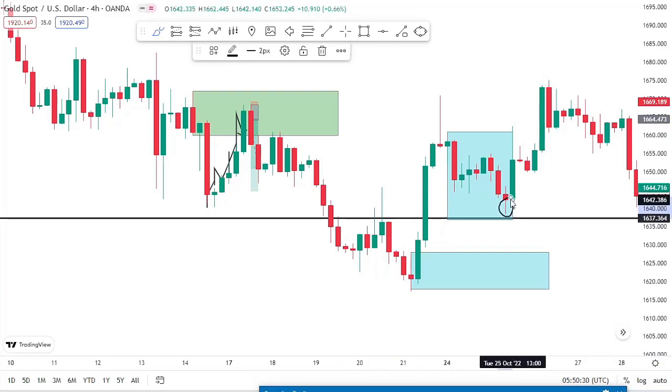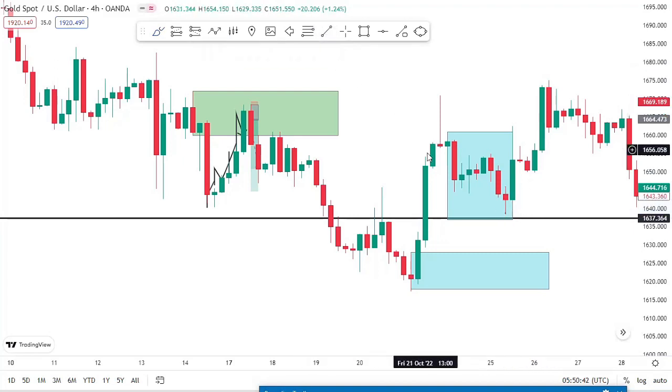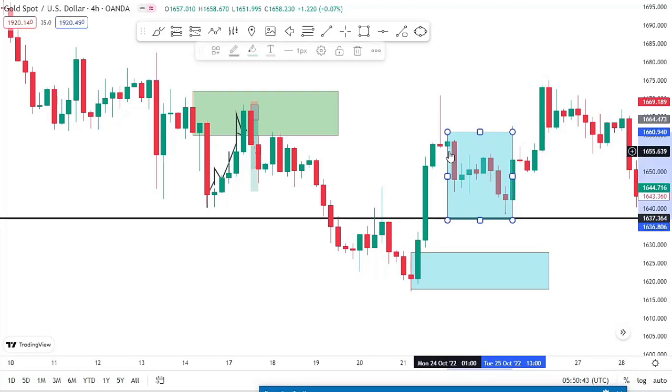This zone here. Okay, so let's scale down to the lower time frame. You know what, let me change the color of this as well so that we'll be able to see it clearly on the lower time frame. It's getting sweeter, right?